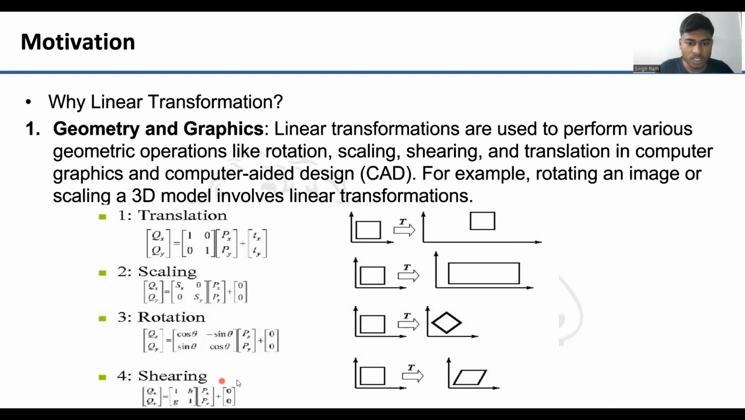Now, if you want to shear the image, then the diagonal entries should be 1 and the off-diagonal elements should not be 0. Then this will shear the image.